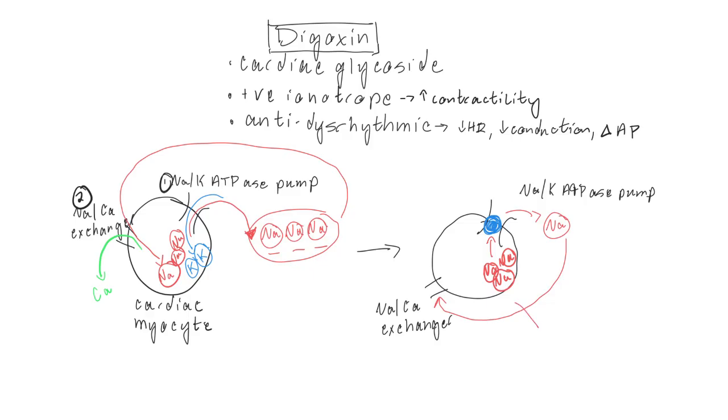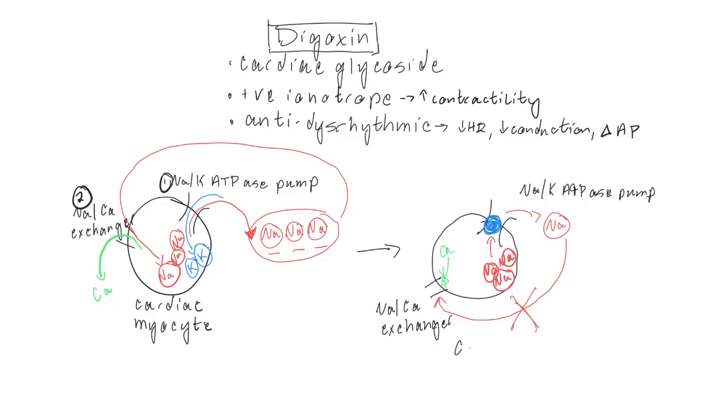So this is not happening. It's not very motivated to come back in through the exchanger, which means that calcium is not going to leave the cell because it's not getting exchanged out for the sodium. You need the sodium coming in to make the calcium leave. So calcium is not leaving the cell. And that's really where the therapeutic effect of digoxin comes from.